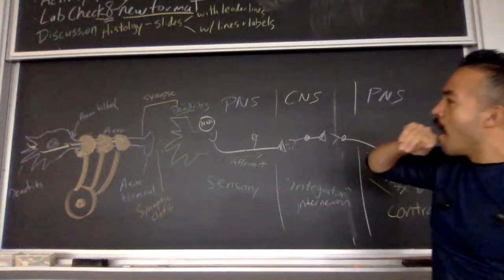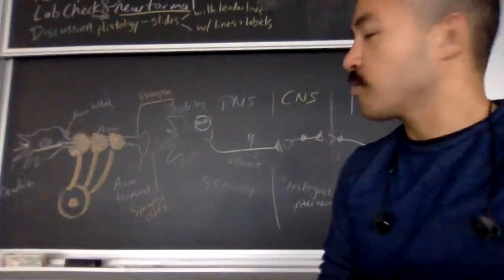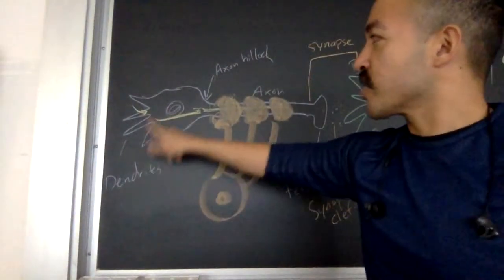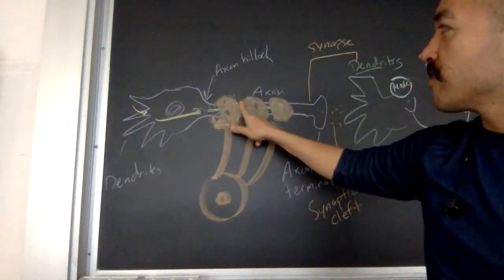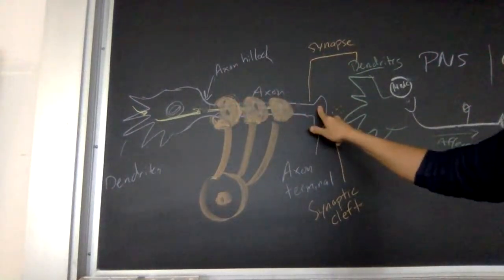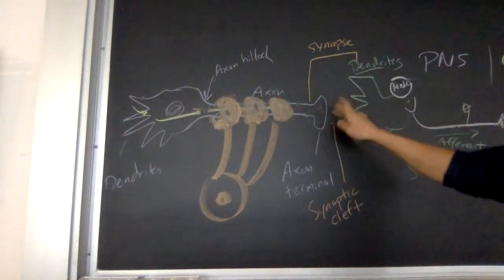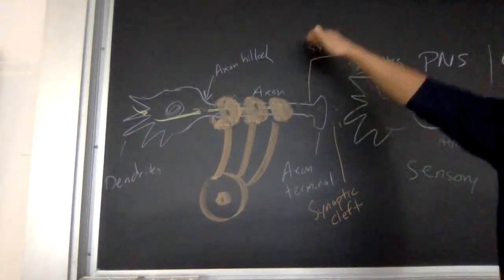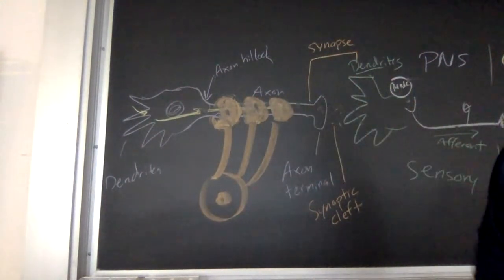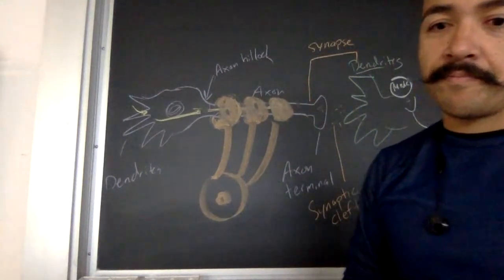So then over here was just general anatomy of a neuron. Dendrites, cell body, axon hillock, myelin sheaths, nodes of Ranvier, axon terminal. Synaptic cleft, postsynapse. This whole thing is the synapse where one neuron's communicating to something else.